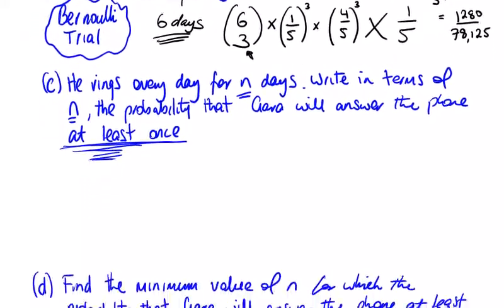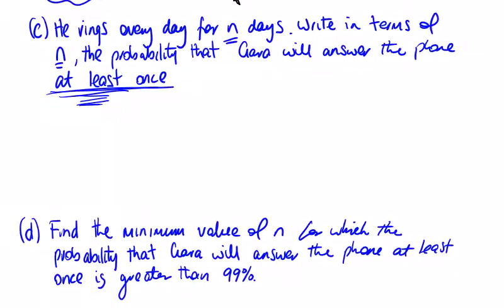Now part 3. Connor rings our house every day for n days. He's fairly persistent, this Connor, in ringing. Write in terms of n the probability that Kira will answer the phone at least once. Well, this comes back to some of the things we've seen already in these probability videos. At least once is 1 minus the probability of never answering the phone. Now, what's the probability of never answering the phone?